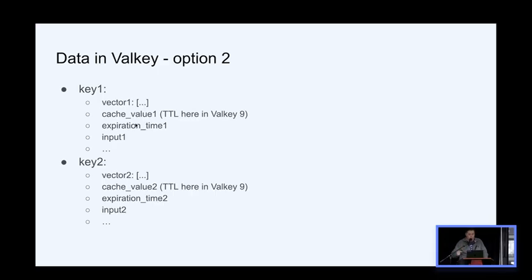Again, if you really want to keep the vector around, in Valkey 9, you can specify a hash field expiration, so you set a TTL only on this key value pair, so it'll leave the vector behind. Alternatively, you can store expiration time as a field, and then in your client logic, you will check it and decide whether the cache is still valid.